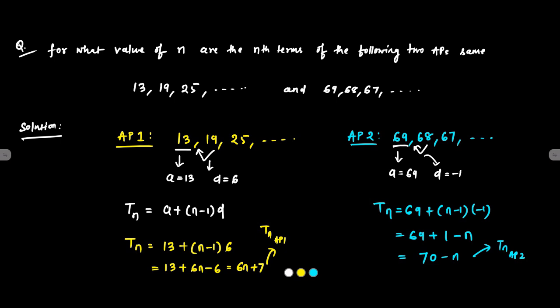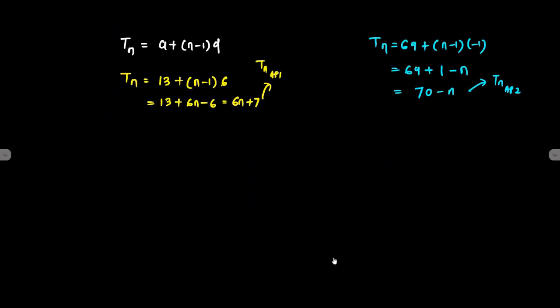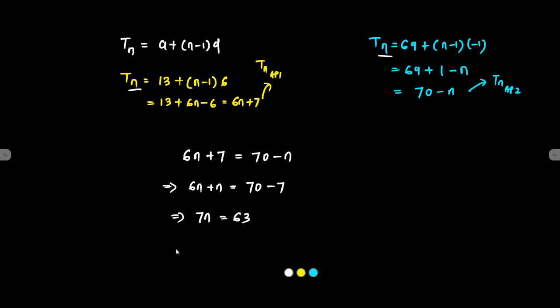According to the question, we need the position n for which both terms are the same. So if we equate these two terms of AP1 and AP2, we will be able to find the value of n. We equate 6n plus 7 with 70 minus n. That implies 6n plus n is equal to 70 minus 7, so 7n is equal to 63. That implies n is equal to 9. So the ninth term in both sequences, one increasing and one decreasing, is the same.